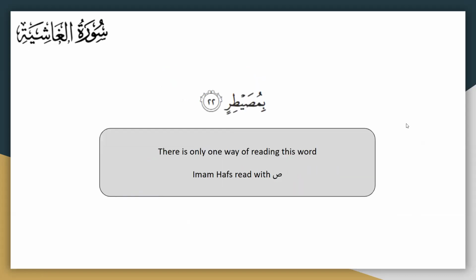In Surat Al-Ghashiyah, we have the word bimusaytir, and there is only one way of reading this word according to Imam Hafs. The sad will be read because there's no other choice. Bimusaytir. There's only one way of reading this word with the sad.